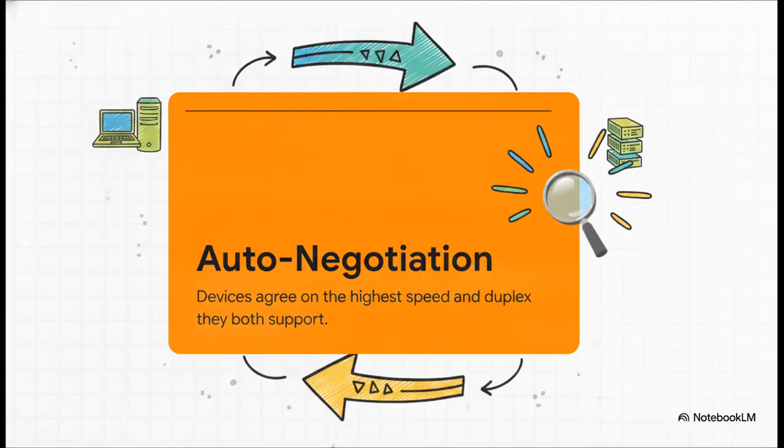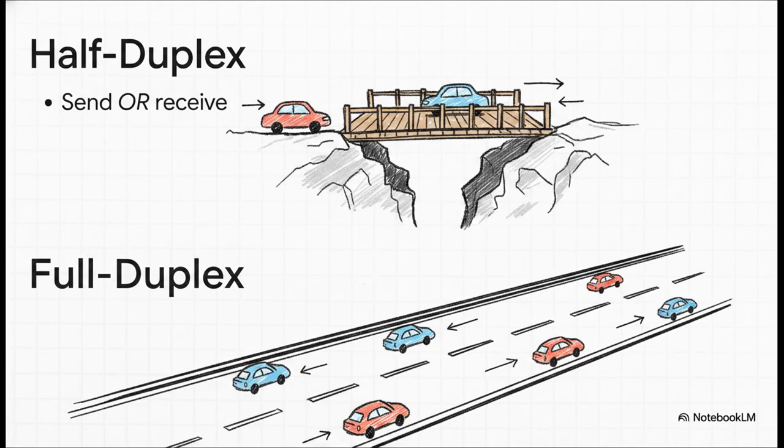Instantly, these two devices start what's called auto negotiation. Think of it like two diplomats meeting in a room to quickly establish the ground rules. They're figuring out the absolute highest speed and the best duplex setting they can both handle. The golden rule here, you generally just want to leave both ends set to auto so they can silently sort it out themselves. And understanding that duplex setting is absolutely crucial.